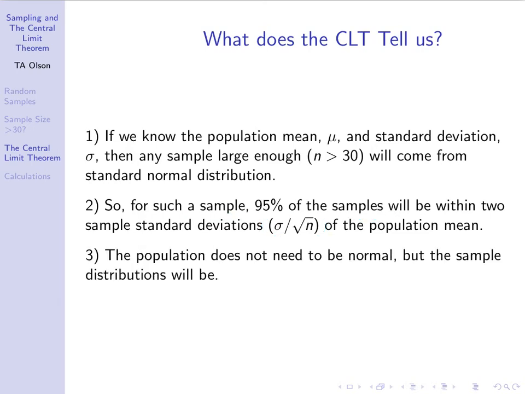And this also gives us something a little cooler. The population doesn't need to be normal. As long as the samples are large enough, the means of the samples are going to come from a normal distribution. So we can use all of our tools for the standard normal distribution to tell us something about our sample mean and its relation to the population mean.